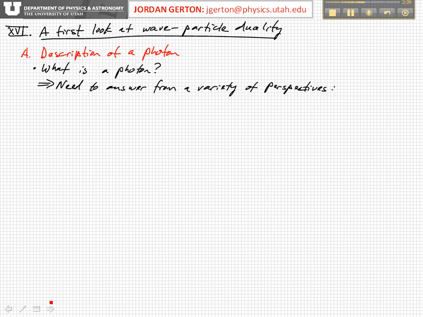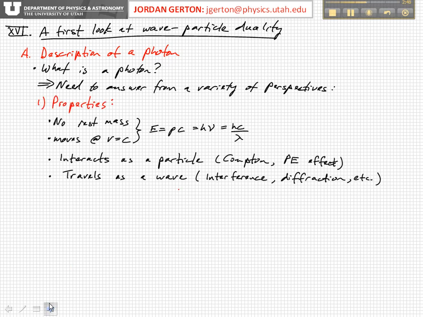And the same is true of a photon. So you would have to answer this question from a variety of perspectives. For example, you could describe its properties. We've discussed that photons have no rest mass, and because of this and the energy-momentum invariant, you get the relationship that the energy of a photon is equal to its momentum times the speed of light.